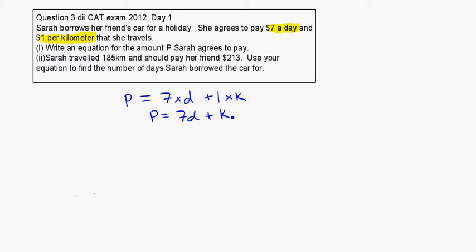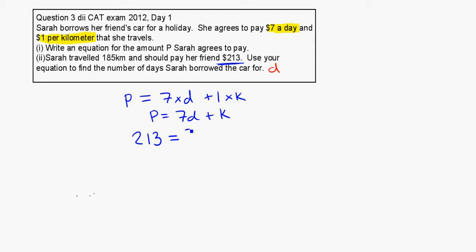Okay, so looking at part 2 of the question, Sarah traveled 185 kilometers and should pay her friend $213. Use your equation to find the number of days Sarah borrowed the car for. So they want us to actually solve for d. And they've given us a bit of information. So the amount that she has to pay her friend is $213. So the pay becomes $213. And now we're looking for d.